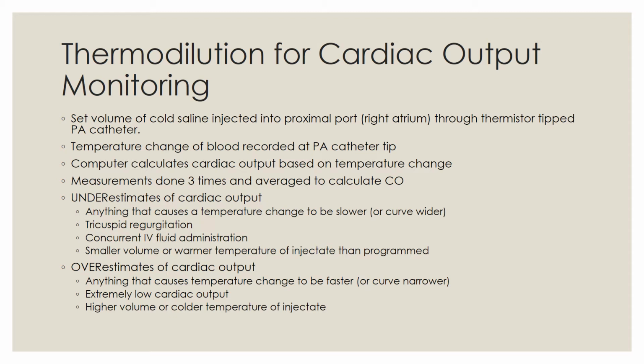The opposite is true of overestimating cardiac output. So this is anything that causes temperature change to be either faster or have a narrower curve of temperature change. It can also be overestimated in states of extremely low cardiac output. In contrast to the above, a higher volume of injectate or a colder temperature of the injectate will overestimate the cardiac output.